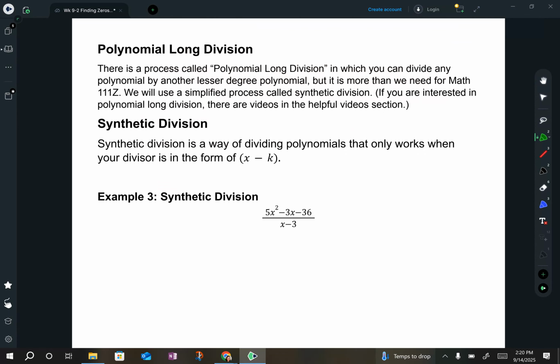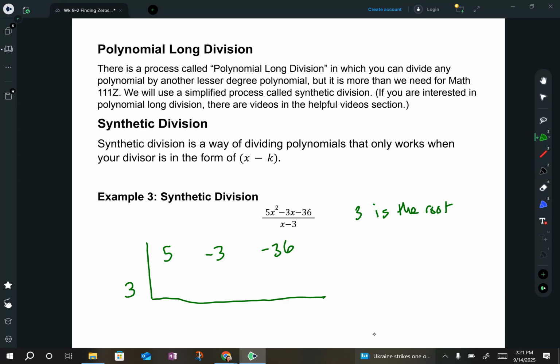So here's our first example. 5x squared minus 3x minus 36, and we're going to divide that by x minus 3. So to do synthetic division, you set up a chart like this, and in the top row, you're going to put the coefficients of the polynomial that you're dividing into. So 5x squared minus 3x minus 36. So those numbers go there. The number that goes here to the left is the root. So if x minus 3 is our linear factor, that means 3 makes it 0. 3 is the root. Be careful because it's always x minus the root. So 3 goes here.